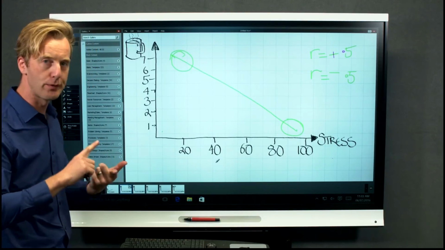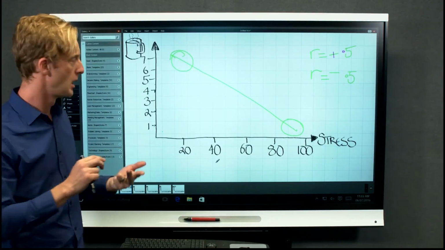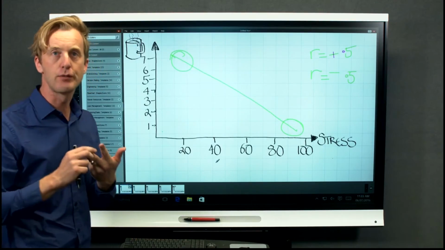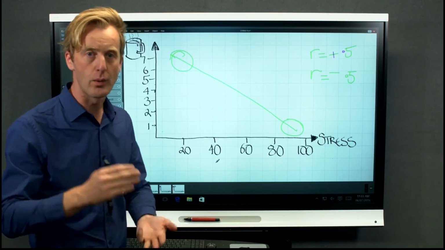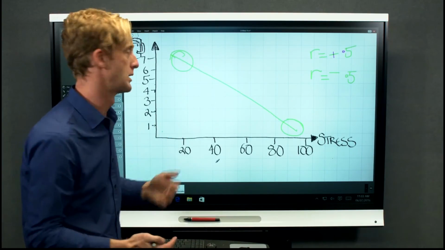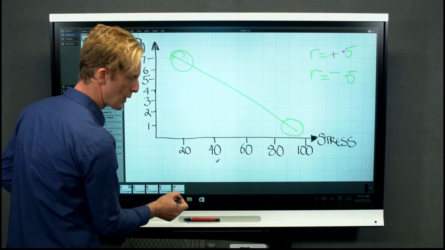So remember, the first thing, we're talking about a relationship between 2 variables over a population. The second is the positive or negative. If it's positive, when one goes up, the other goes up. If it's negative, when one goes up, the other goes down, or vice versa. Okay? All right.